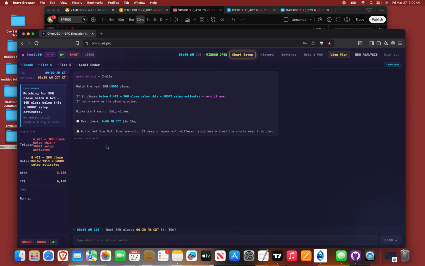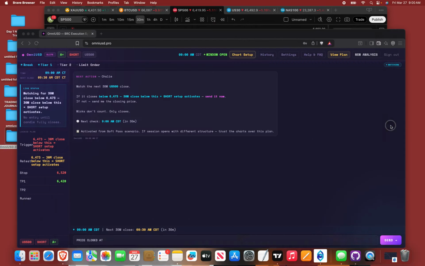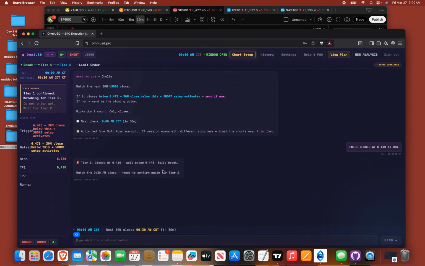Next candle check, 9:30. That's got to change. For the price close, you can just type that in if you want to. Let's see what it closed at. About 64.19 at 9 a.m. Tier 1 closed, so Tier 1 activates. Now we're waiting on Tier 2. Watch the 9:30 a.m. candle close for Tier 2.